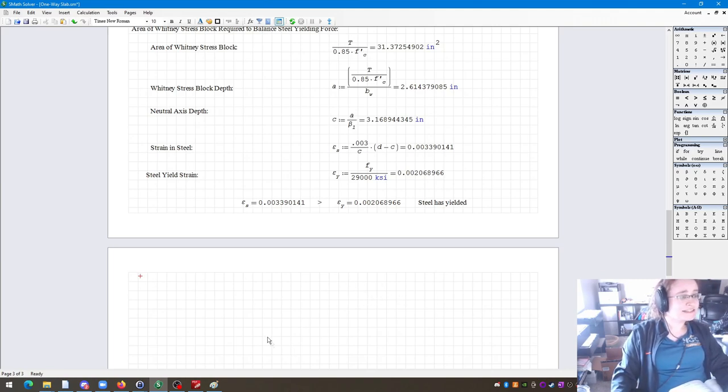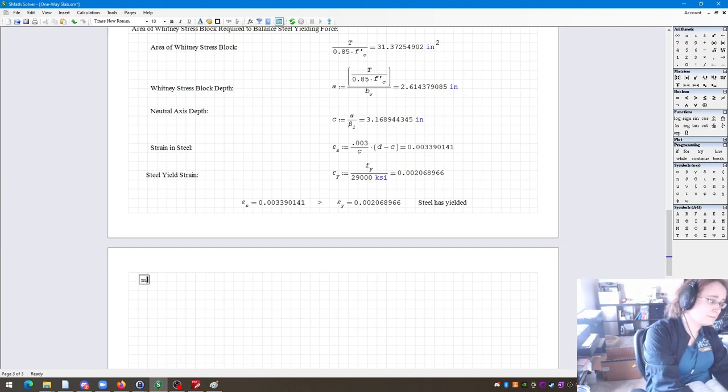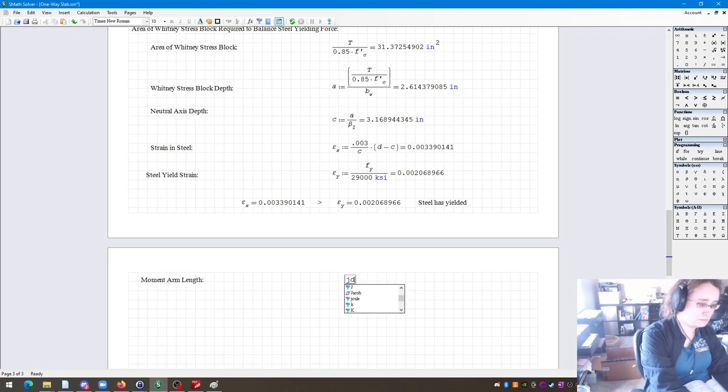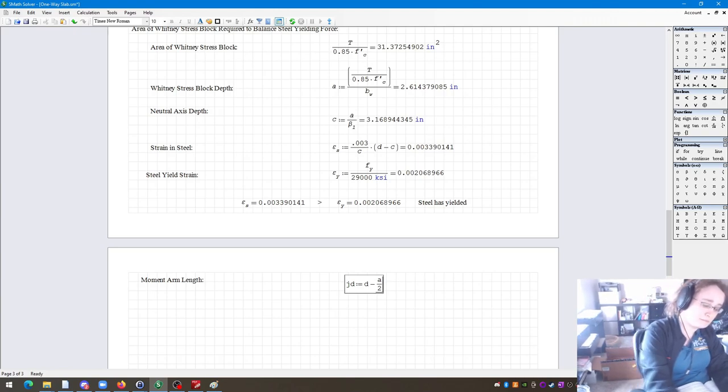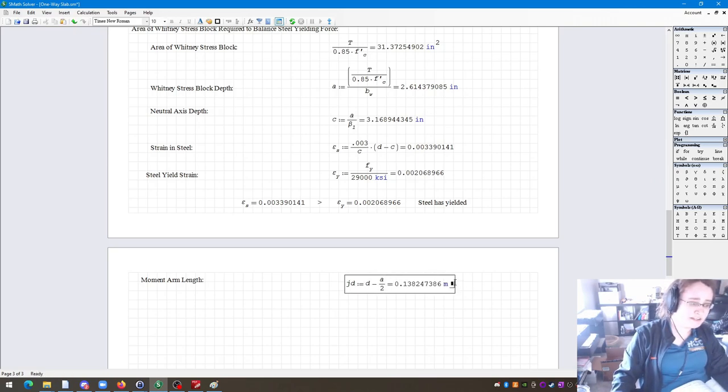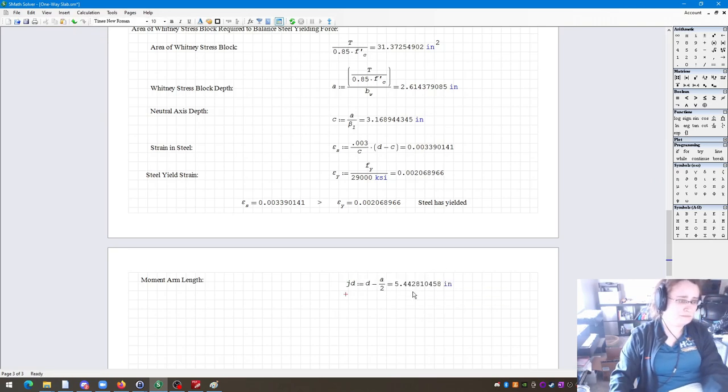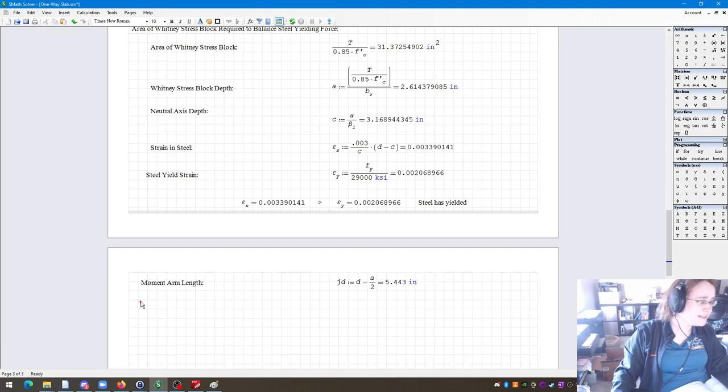Next, with that determined, I want to determine my moment arm length, which is our jd value. jd is going to be equal to d minus a over 2, the distance to the centroid of the steel, minus 1/2 the depth of the Whitney stress block. And that's in inches. And that is way too many decimal places, but that's fine.